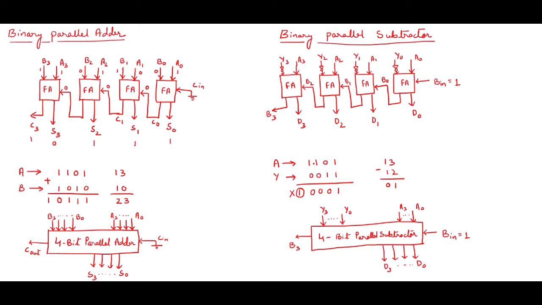Now see what I have done. 13 is 1101 and Y is 12, which is 1100. I have taken the one's complement of that, so this becomes 0011, and then I'm adding it. 1 plus 1 is 10, plus B in, which is coming in at the top, is 11, so 1 and carry 1 will come over here. Then 1 plus 1 is 10, 0 carry 1. 1 plus 1 is 10 plus 0 is 10, 0 carry 1. 1 plus 1 is 10 plus 0 is 10, 0 carry 1. So this 1 will be discarded, which is why I give it a cross mark. I'm getting the result 0001, that is 01 in decimal.